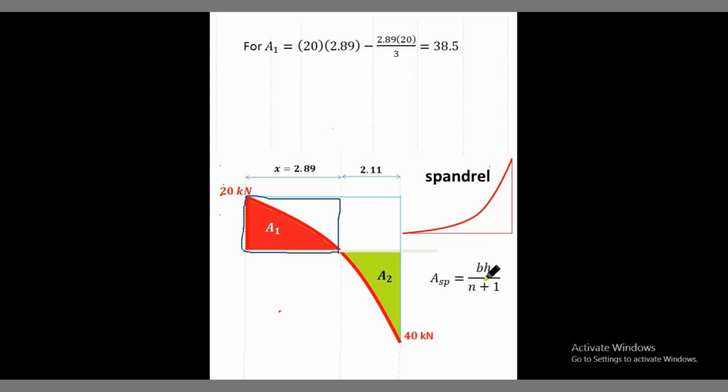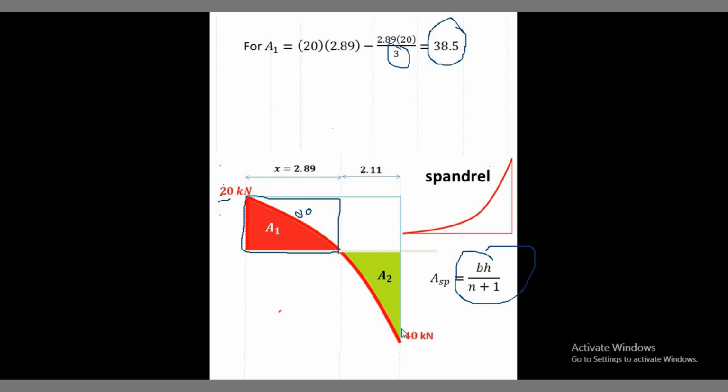And the area of a spandrel is given as BH over N plus 1, wherein the base of my spandrel is 2.89 and the height is 20 over, ano tong 3 na to? That is N plus 1. Again, this is a 2-degree curve. So, 2 plus 1, that is 3. The area now for my A1 is 38.5. So, nakuha ko na ngayon si area 1.